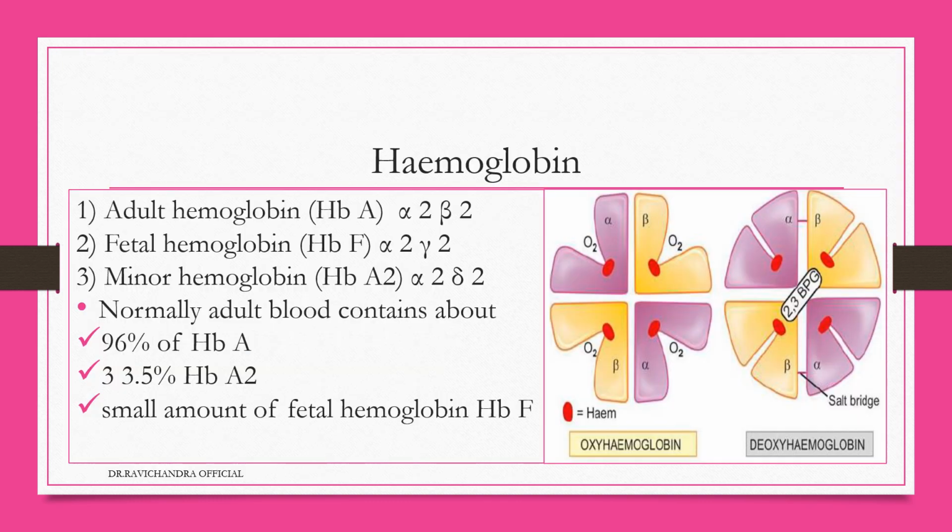Coming to the next condition, that is hemoglobinopathies. As all of us know, hemoglobin can be adult hemoglobin, which is called hemoglobin A, fetal hemoglobin, that is hemoglobin F, or there is a minor part of hemoglobin also called hemoglobin A2. Hemoglobin A is made up of 2 alpha chains and 2 beta chains. Fetal hemoglobin is made up of 2 alpha chains and 2 gamma chains, whereas HbA2 is made up of 2 alpha chains and 2 delta chains. In a normal adult, the blood will contain 96% hemoglobin A, alpha 2 beta 2, and 3 to 3.5% of HbA2, that is alpha 2 delta 2, and small amounts of fetal hemoglobin, that is alpha 2 gamma 2.